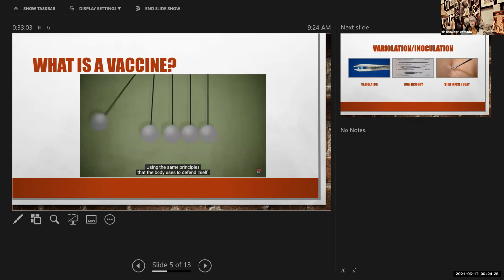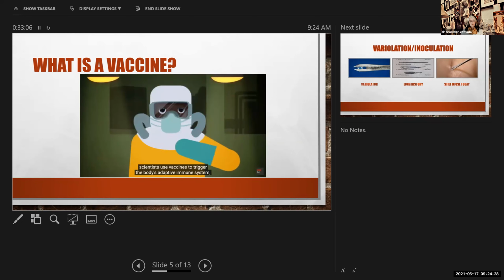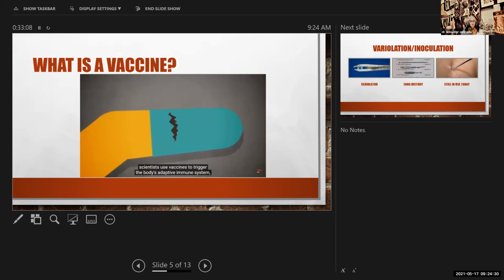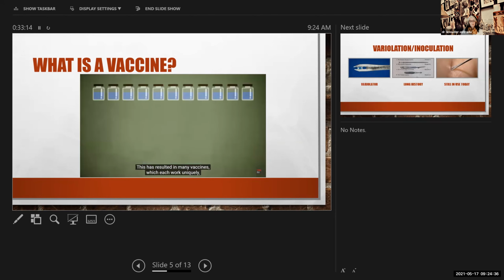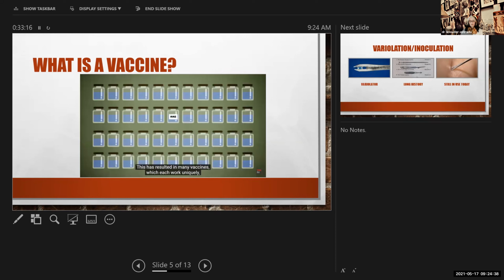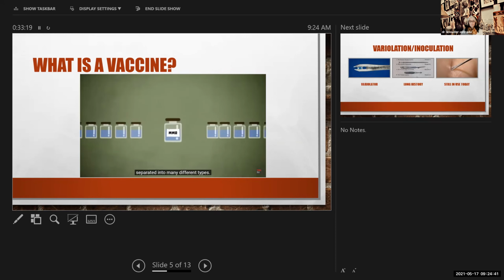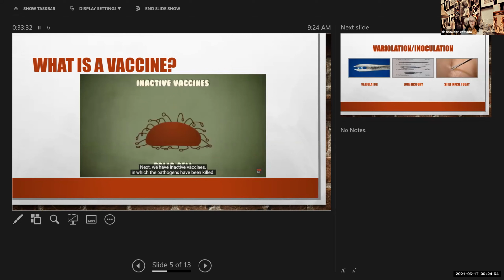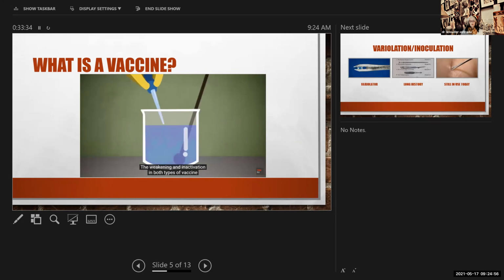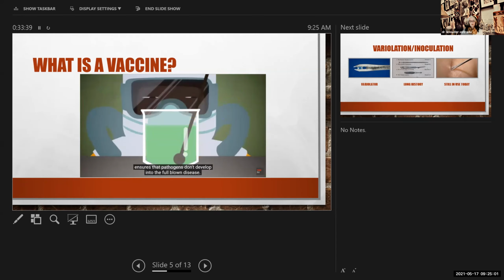Using the same principles that the body uses to defend itself, scientists use vaccines to trigger the body's adaptive immune system without exposing humans to the full-strength disease. This has resulted in many vaccines, which each work uniquely, separated into many different types. First, we have live attenuated vaccines. These are made of the pathogen itself, but a much weaker and tamer version. Next, we have inactive vaccines, in which the pathogens have been killed. The weakening and inactivation in both types of vaccine ensures that pathogens don't develop into the full-blown disease.